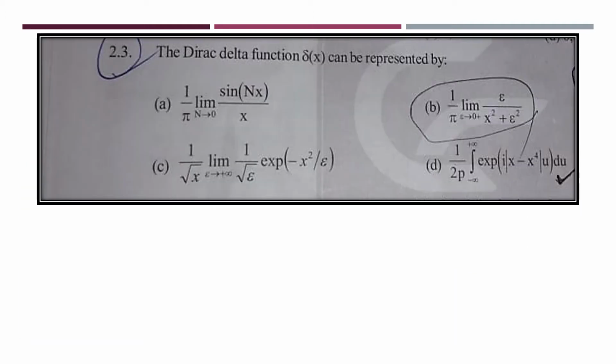That question is given. Let us see. Question: the Dirac delta function delta of x can be represented by. That means the question is saying that from these four options, which one is representing the Dirac delta function?